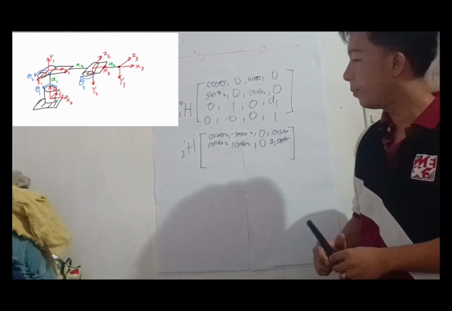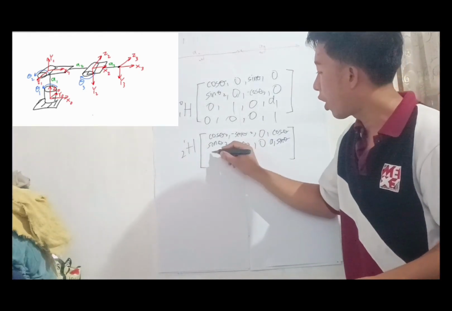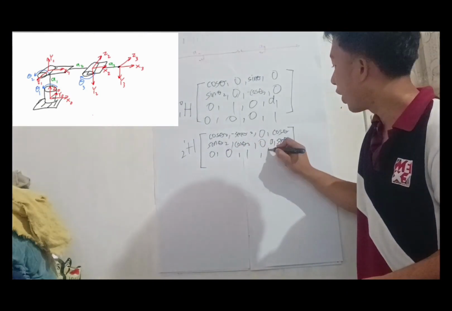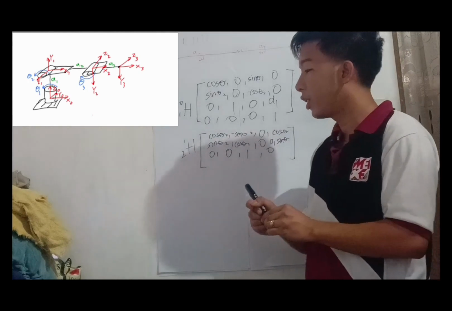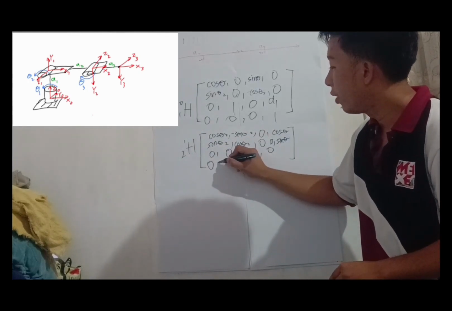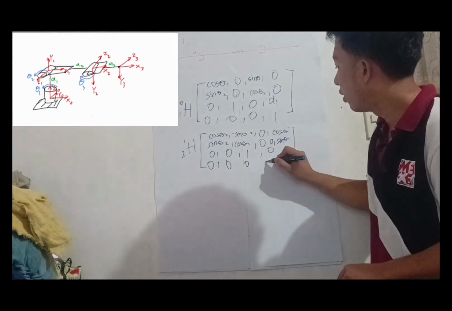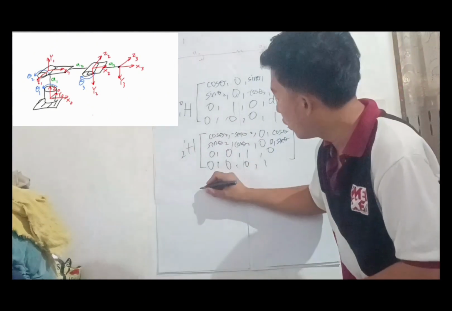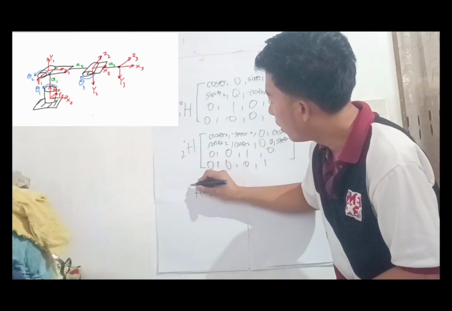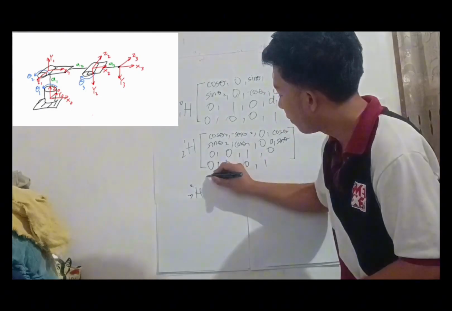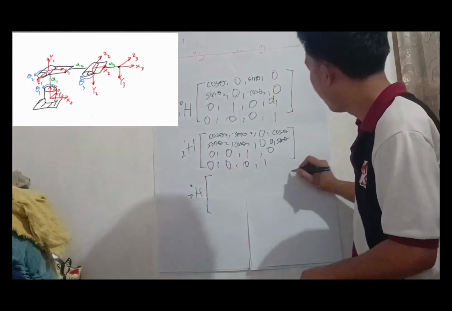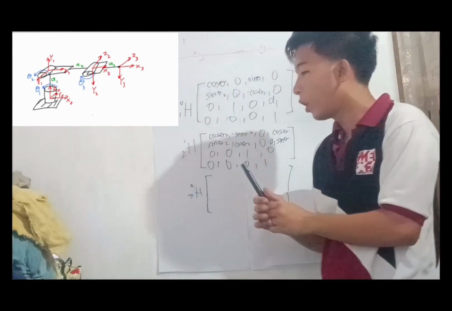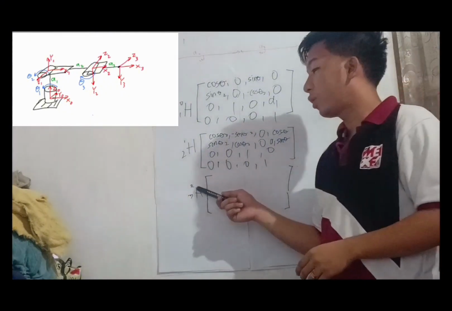So the next, third row is 0, there's no rotation. 0, 1, 0. For the fourth row, 0 again, 0, 0, 1. And let's proceed to the homogeneous transformation matrix H23.